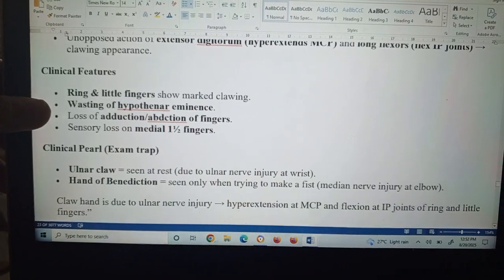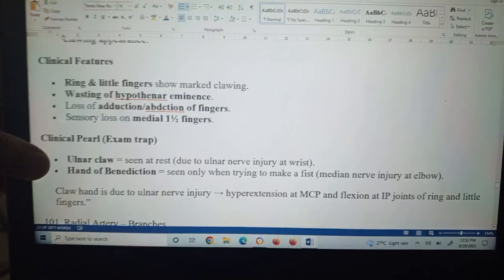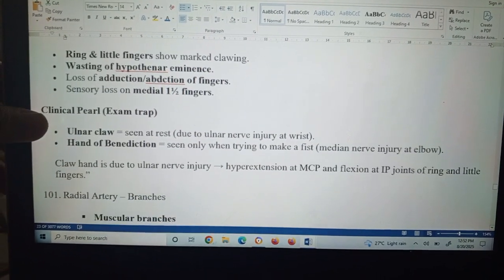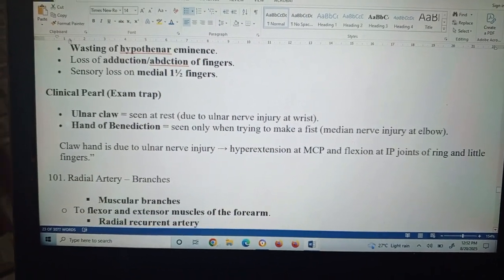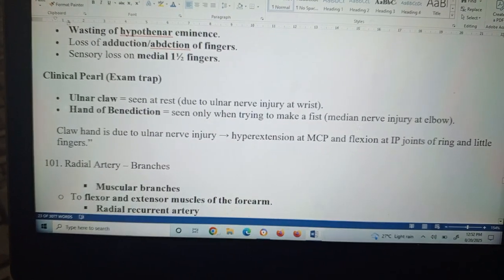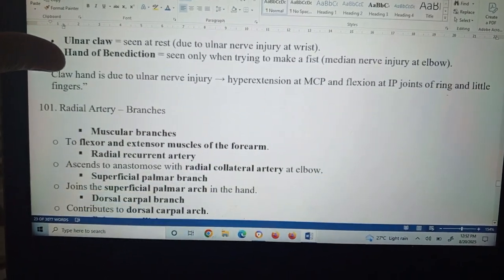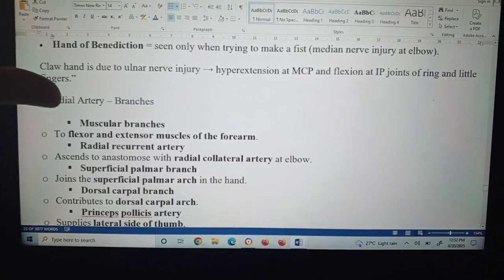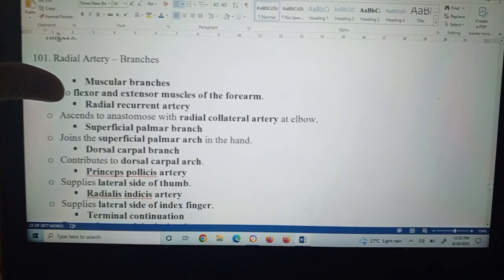Clinical features: the ring and little fingers show marked clawing, wasting of the hypothenar eminence, loss of abduction and adduction of the fingers, and sensory loss on the medial 1.5 fingers. Ulnar claw hand is due to ulnar nerve injury. Hand of benediction is due to median nerve injury, seen when trying to make a fist. Claw hand is due to hyperextension at the metacarpophalangeal joint.